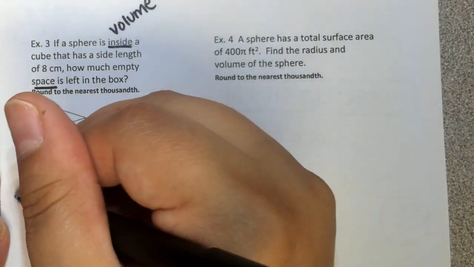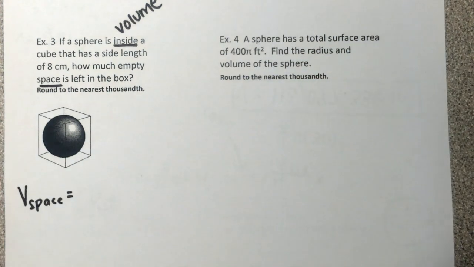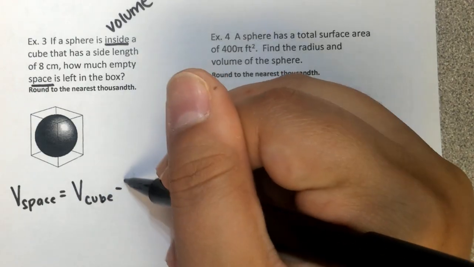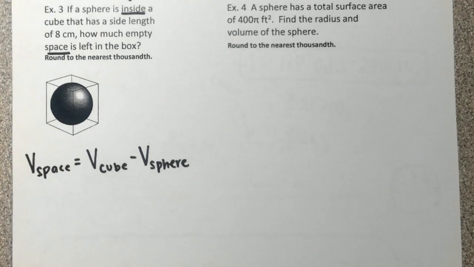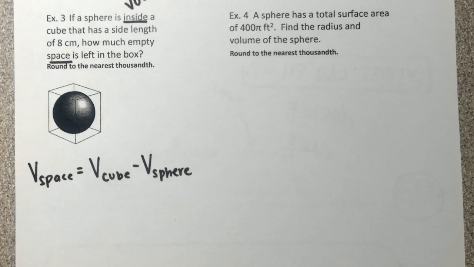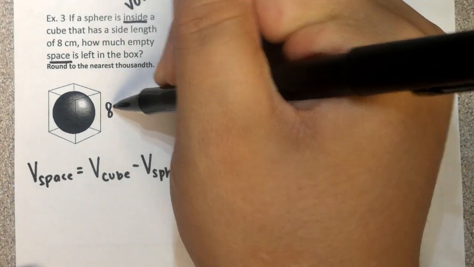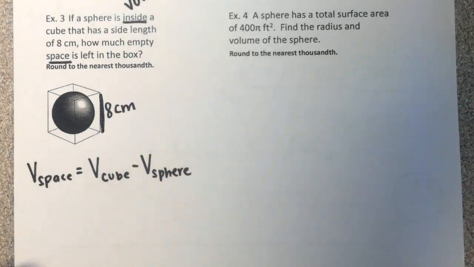So to find the volume of the space, what am I going to do? Volume of the cube minus volume of the sphere. Write that down, please. Now, this sphere fits exactly inside the cube, and it said the cube has a side length of 8 centimeters. So everybody write 8 centimeters right here. Okay?